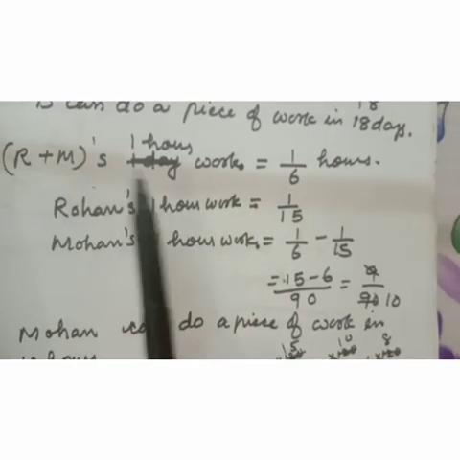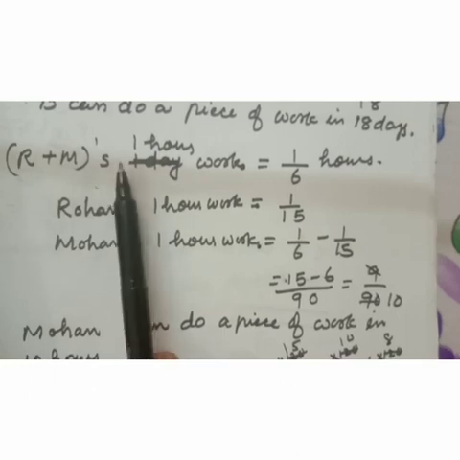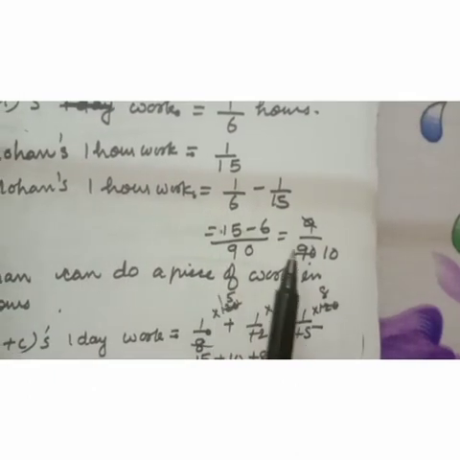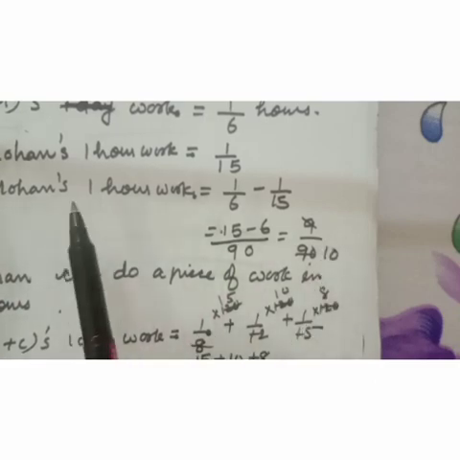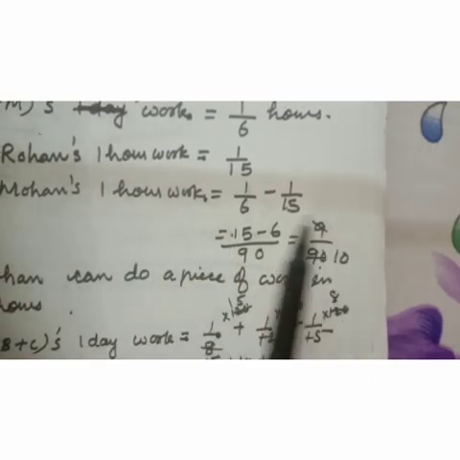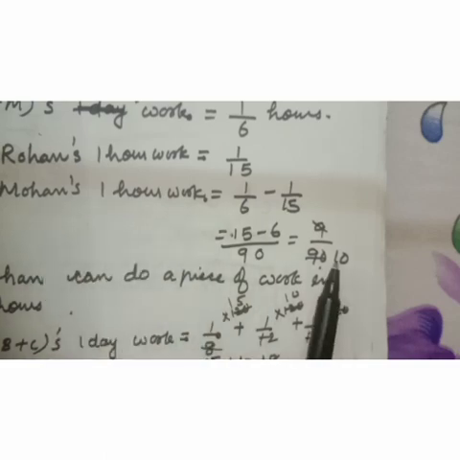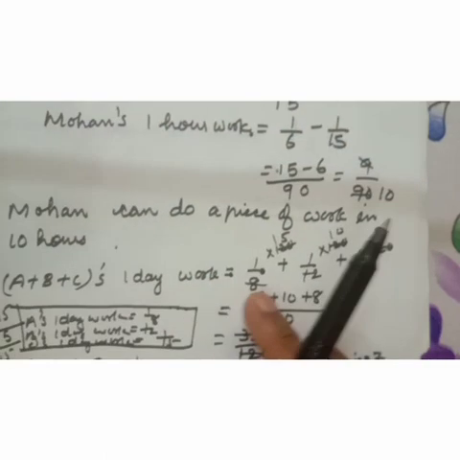Mohan's 1 hour work, how much? Rohan and Mohan both will do 1 by 6 work. Rohan alone 1 by 15 work. They are asking Mohan's 1 hour work. So same type of upper question. Rohan plus Mohan, you subtract Rohan, you will get Mohan's work. That you will get 1 by 10. 1 by 10 work Mohan will do. Then take reciprocal, you will get Mohan needed 10 hours to do that work.